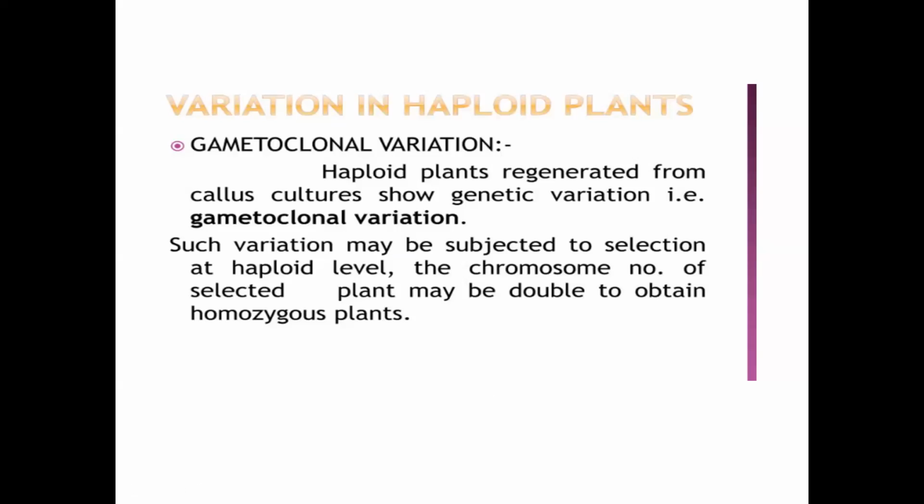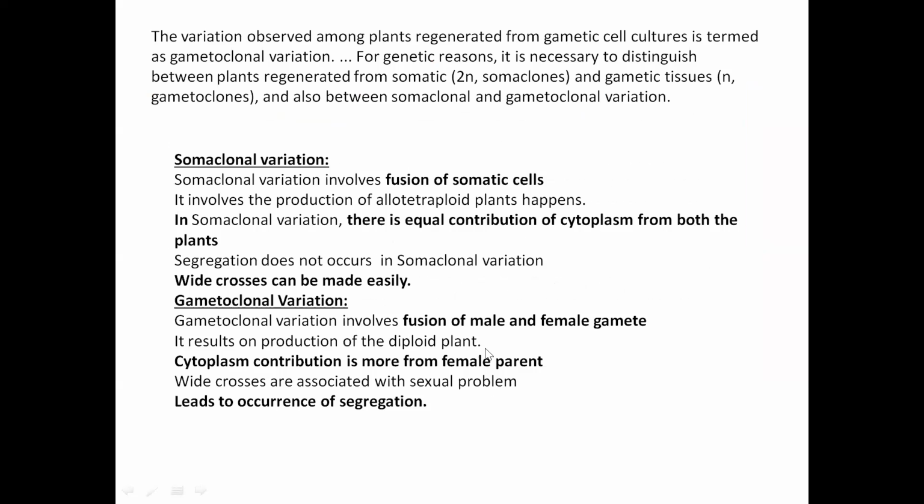For yield, suppose the size of the mango is something you are getting as a gametoclonal variation. You can enhance the size of the mango if you can change the ploidy of the callus cells. If the cells are all haploid and you make them diploid, you can get a better yield. So gametoclonal variations are more stable than somaclonal variations. This is the difference between somaclonal variation and gametoclonal variation.